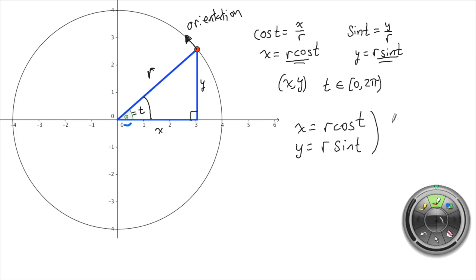is considered counterclockwise. Because it's moving the opposite way a clock will move, we're going to call it a counterclockwise rotation, or an orientation that moves it in a counterclockwise fashion. So parametric equations have this idea of orientation, so we can follow the path in a specific direction as t increases.